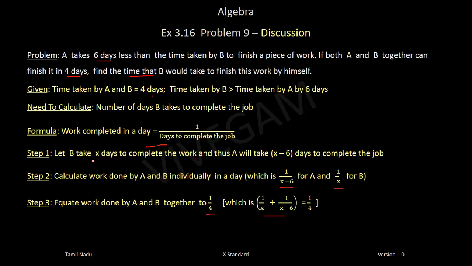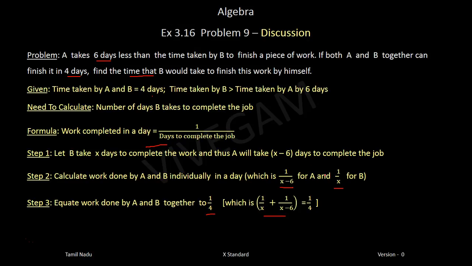Now, let B take X days. Even if B takes X days, A will take X minus 6 days because B takes 6 days more than A, right? So, that is what I am saying. This will take less, so X minus 6. If B takes X days, in one day how much job will be completing? As per this formula, they will complete 1 by Xth job. And A will do 1 by X minus 6th job.